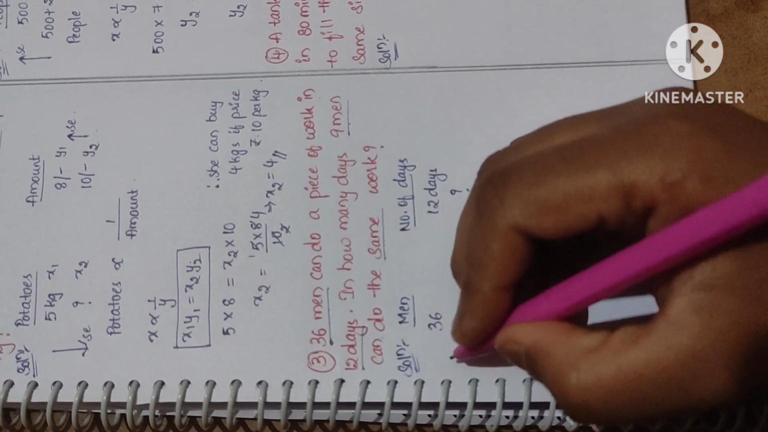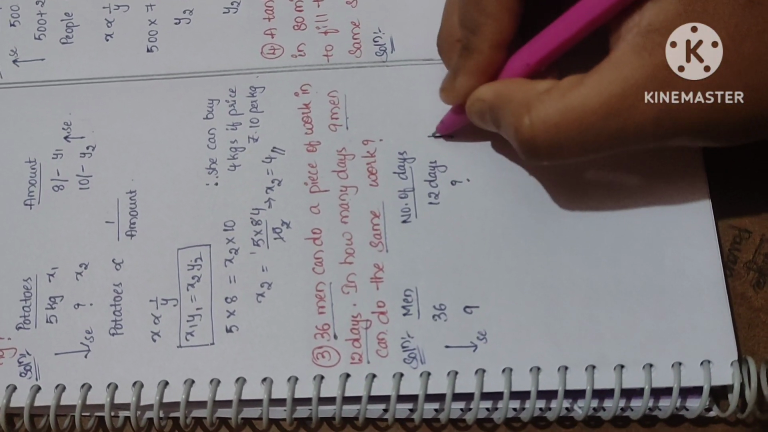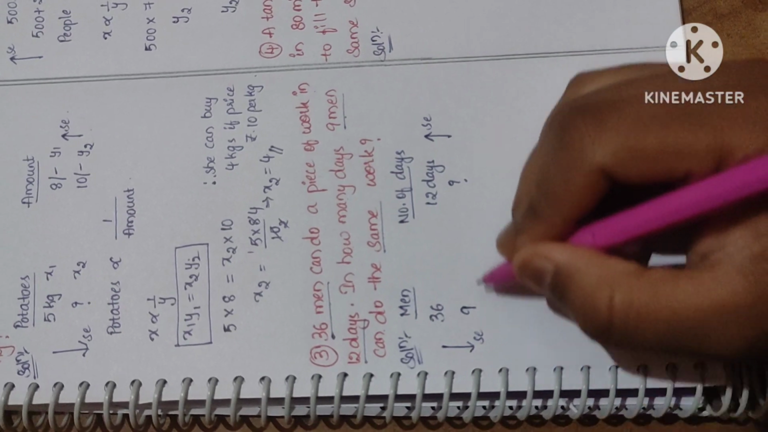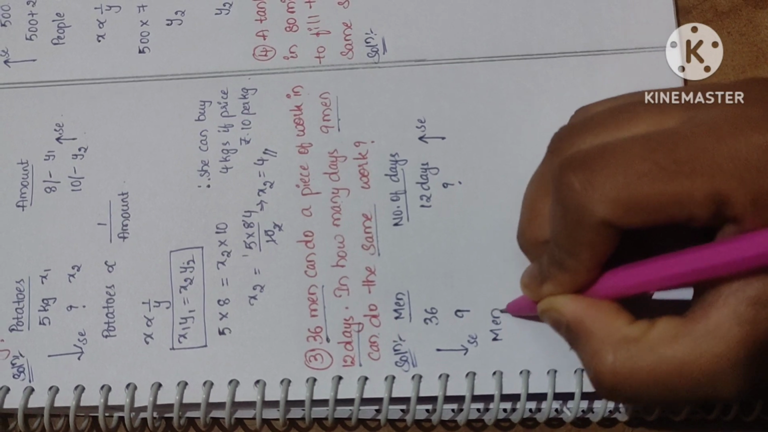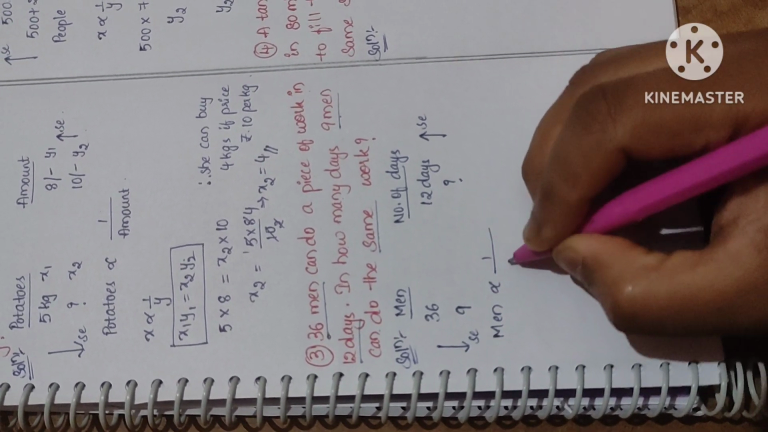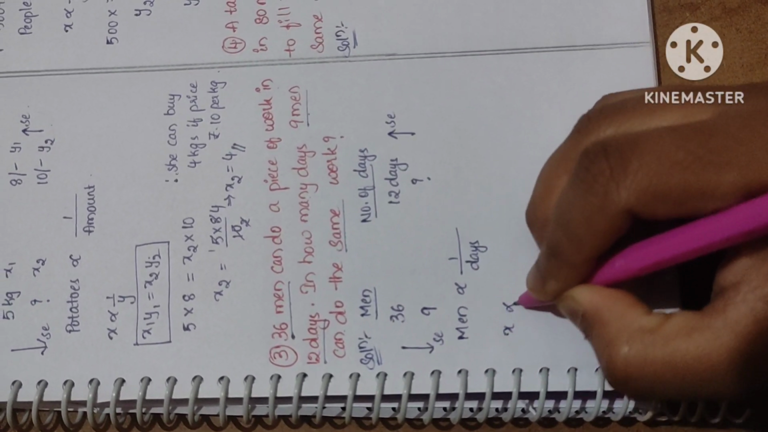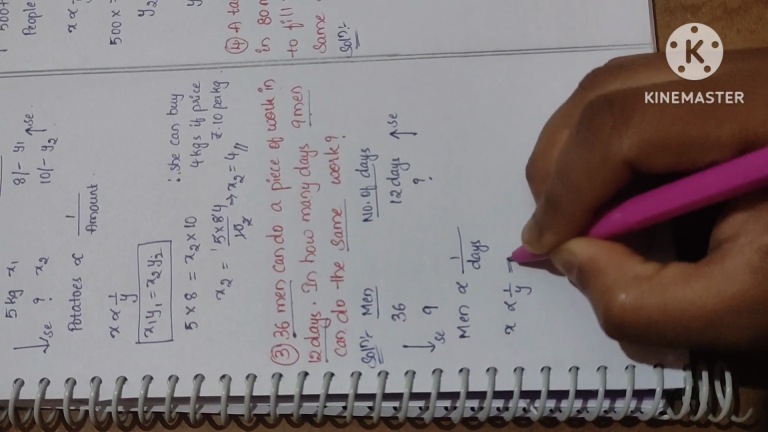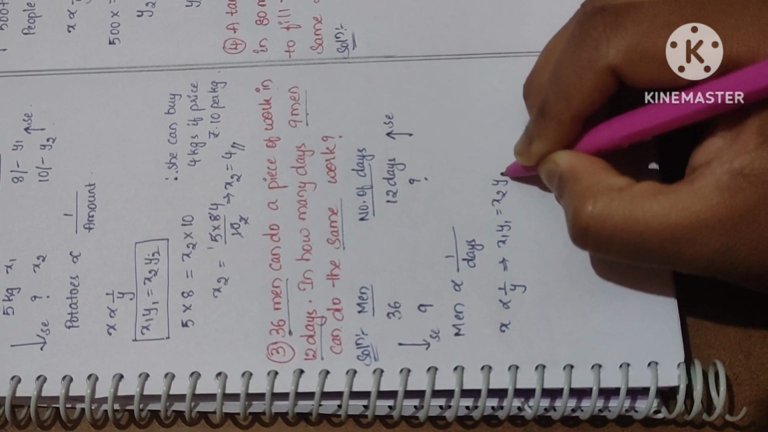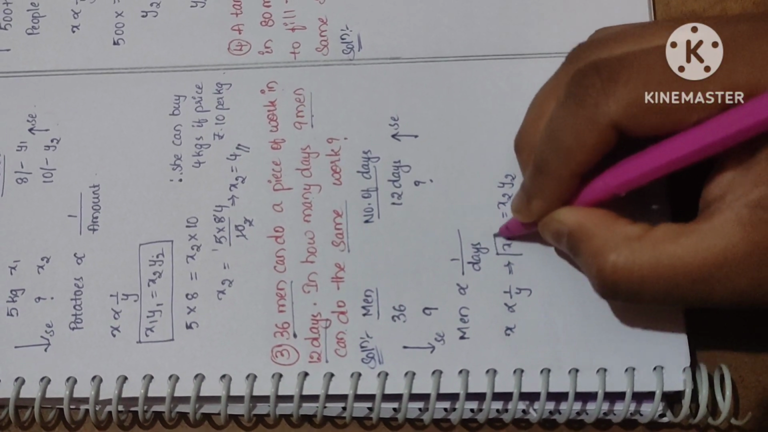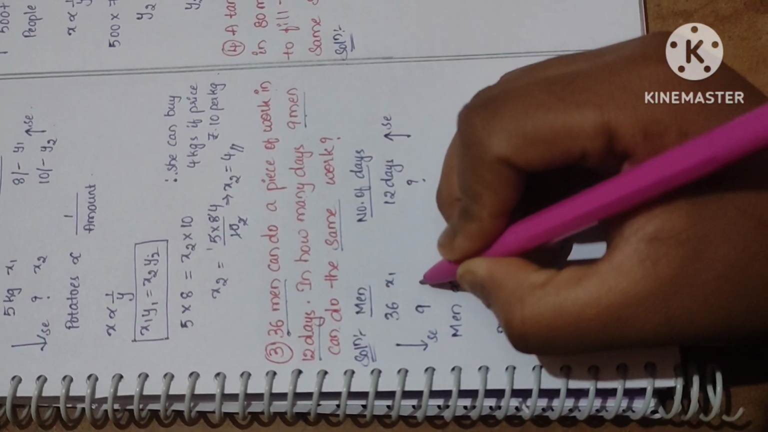This is the problem. If you see, the men decrease from 36 to 9. So obviously the number of days taken to complete the work will increase from 12 days to whatever it is. Yes or no, ma'am? If the men decrease, the number of days will increase. So here men is inversely proportional to days. We can write x is inversely proportional to y. So the formula for inverse proportion is x1 y1 equal to x2 y2. So take men as x, number of days as y.